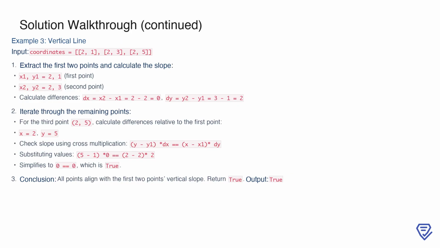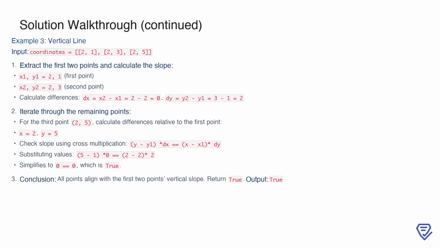Lastly, let's examine a case where the points form a vertical line. The given coordinates are 2, 1, 2, 3, and 2, 5. Starting with the first 2 points, we calculate dx as 2 minus 2, which is 0, and dy is 3 minus 1, which is 2. This indicates a vertical slope, as the x-coordinates remain constant.